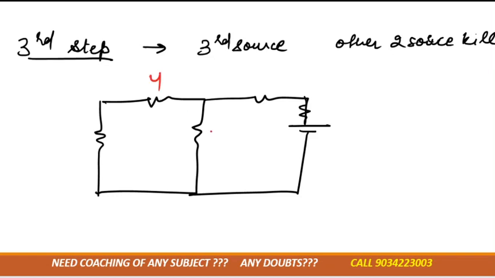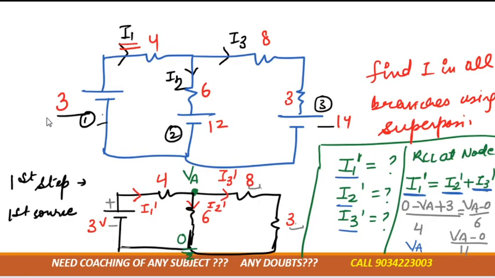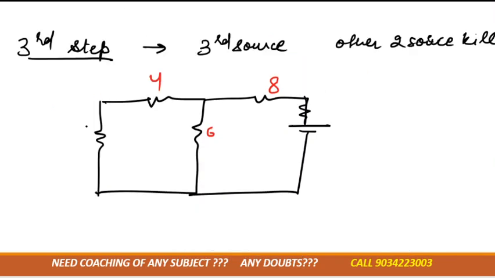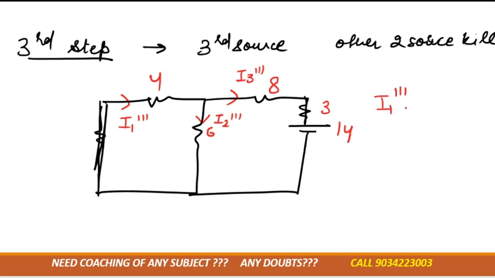Okay, now what is the value? 4, 6, 8, sorry, there is no resistance over here, and this one is 3 and this one is 14. Now I mark the same directions: this one would be I1 triple dash, this one would be I2 triple dash, and this would be I3 triple dash. In a similar way we can calculate I1 triple dash, I2 triple dash, and I3 triple dash. Correct?